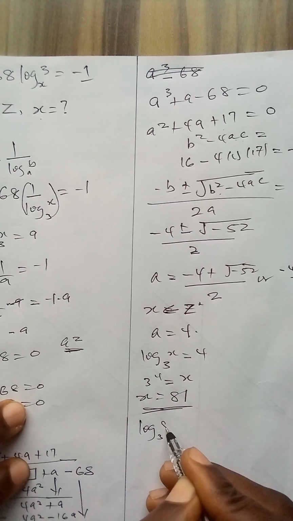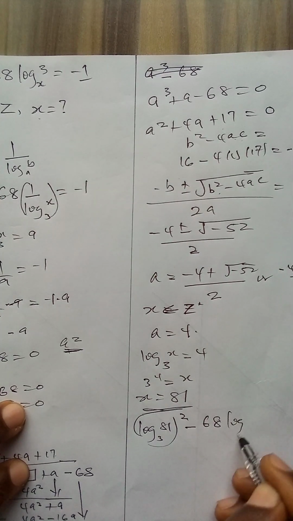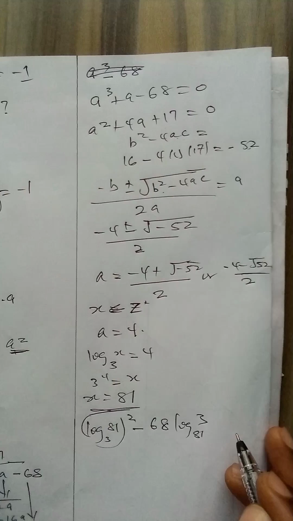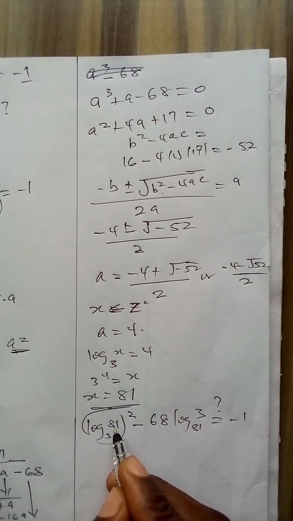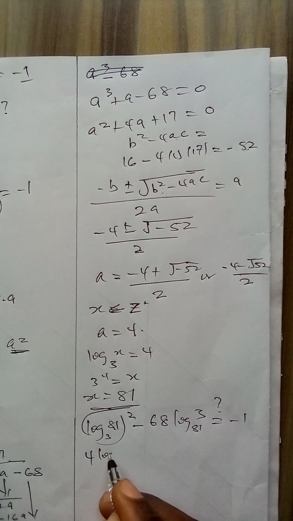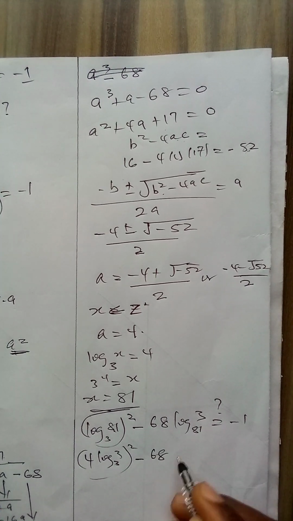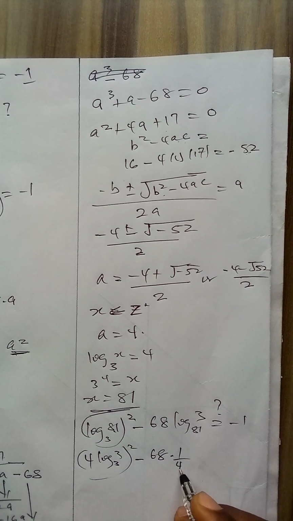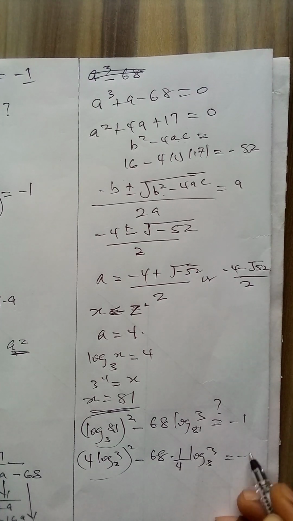(Log to base 3 of 81) all to power 2 minus 68 log to base 81 of 3 is equal to minus 1. We want to find out. 81 is 3 to the power 4, so I'll apply the power law here. Here is (4 log to base 3 of 3) all to power 2 minus 68 times 1 over 4 log to base 3 of 3 is equal to minus 1.